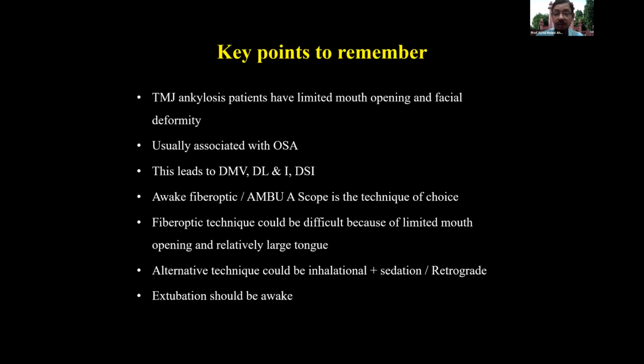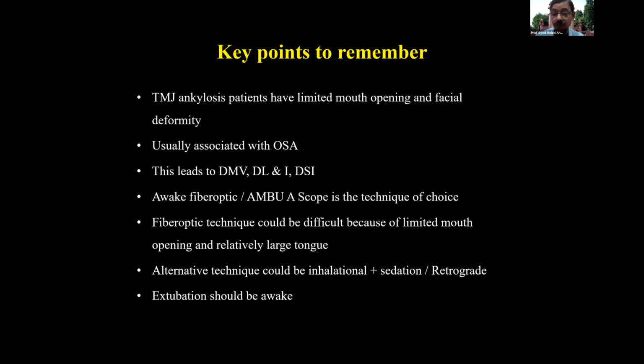So TMJ ankylosis patients have limited mouth opening and facial deformity, usually associated with OSA. This leads to difficult mask ventilation, difficult laryngoscopy, difficult intubation, and difficult surgical airway as well. Awake fiber optic or video laryngoscope is the gold standard. Fiber optic technique could be difficult because of limited mouth opening and a relatively large tongue. An alternative technique could be an additional option. Of course, I would not suggest it, and neither do I recommend it. Extubation should always be awake.